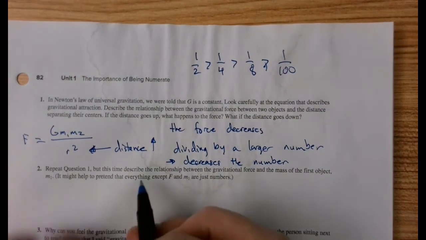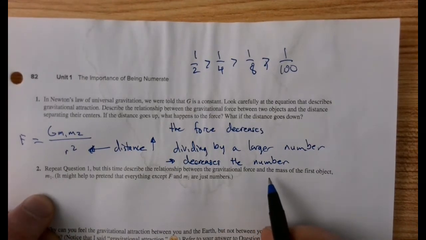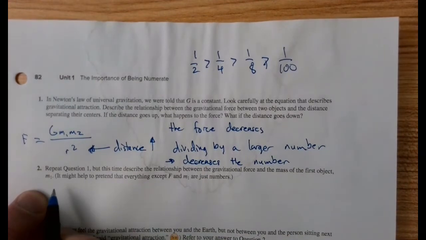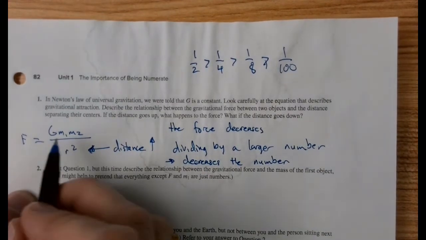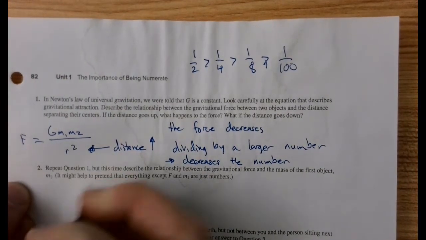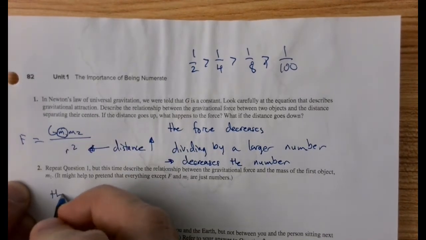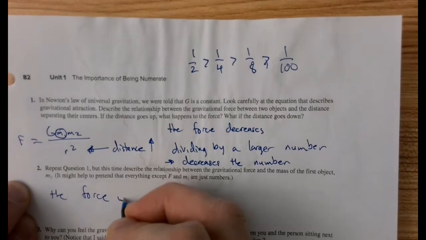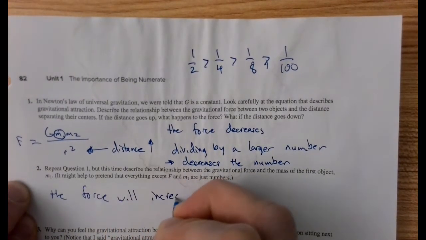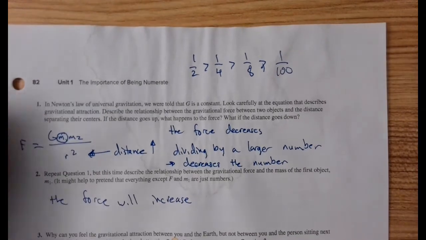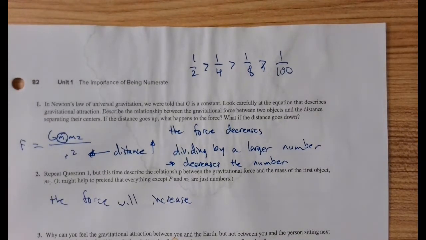Okay, we'll do the same thing. What happens to the gravitational force and the mass of the first object, m? In other words, what happens if we increase m? Well, notice that m is in the numerator, so the force will increase. In fact, if we change either of the two masses and make them larger, the force between the two objects will increase and increase and increase. So the larger the mass, the more force that will result.